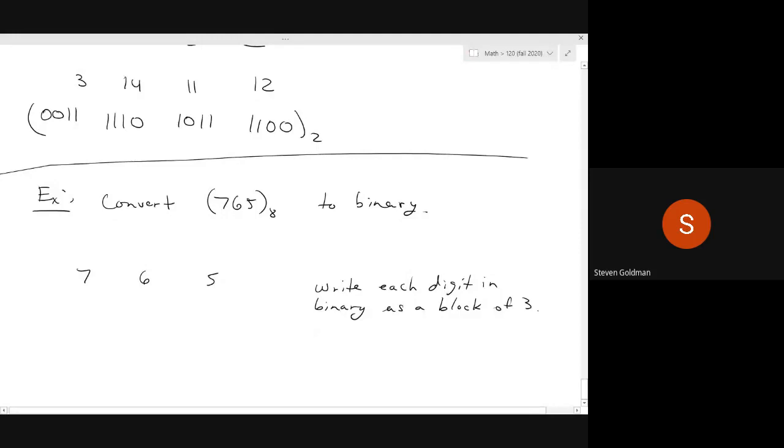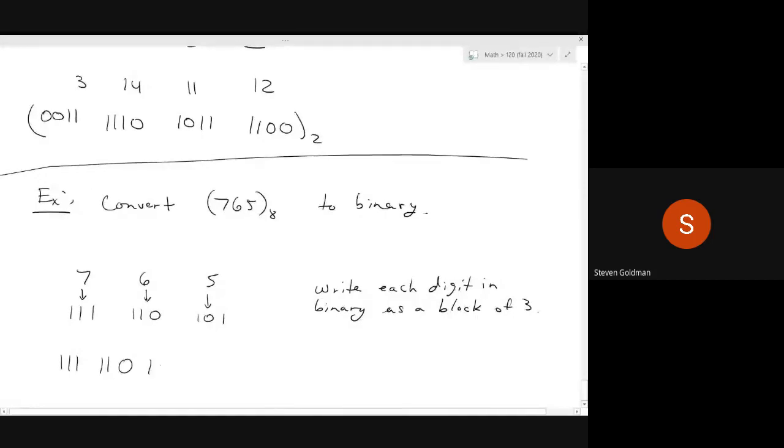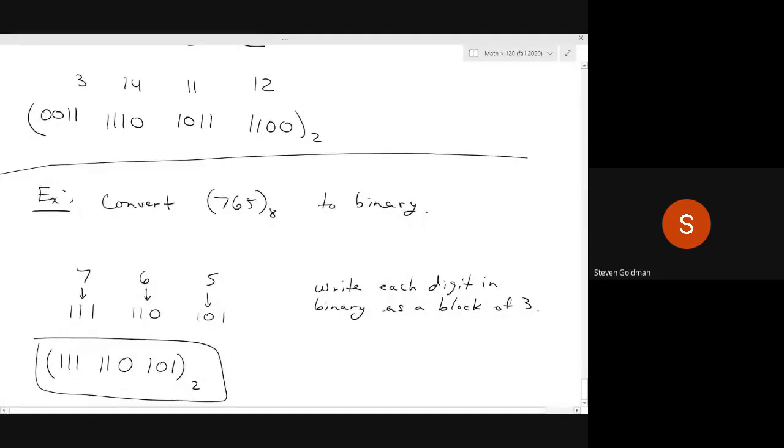So what would 5 be as a binary number? 5 would be 101. That's 1 plus 4, which gives me 5. 6 as a binary number is 110. That's 4 plus 2 without any ones. 7 as a binary number is 111. So the binary expansion of this is 111, 110, 101. That's 765 written as a binary number.